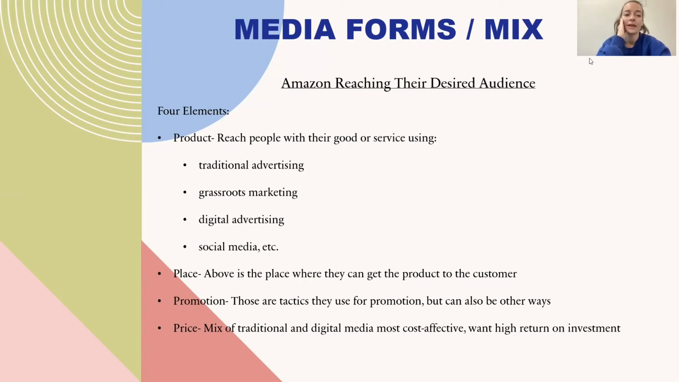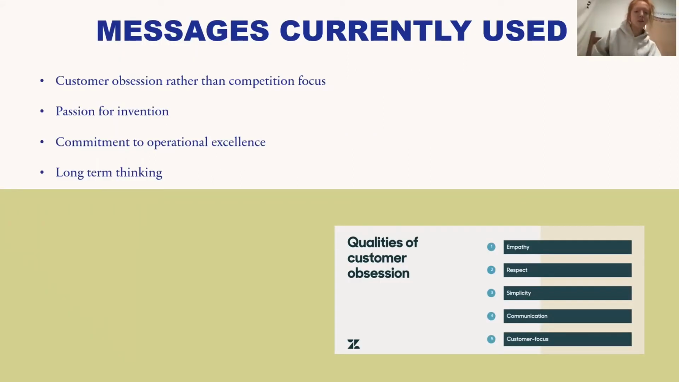Amazon finds a mix of traditional and digital media to be the most cost effective because they want to account for the highest return on investment. For the messages currently used, they use customer obsession rather than competition focus, meaning that they have the mindset that focusing on the customer's priorities and needs is over everything else, instead of using direct markets and sales efforts to specify certain market segments.